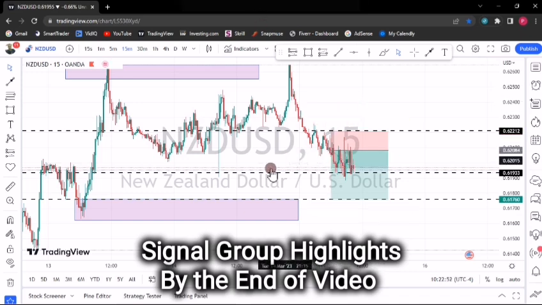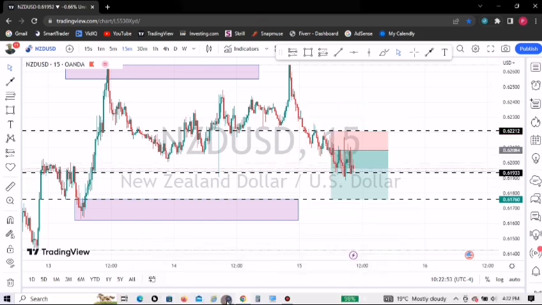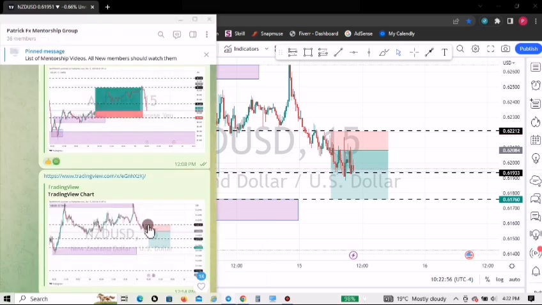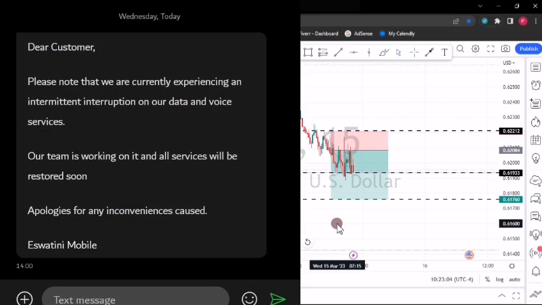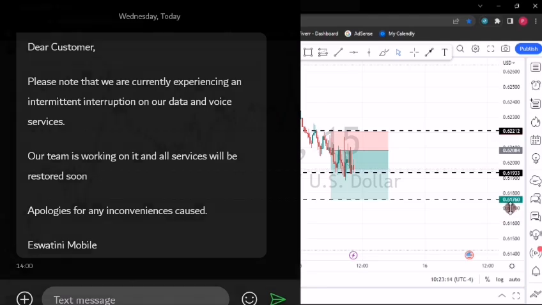So today I sent this signal in my Telegram channel right there. It was the only signal that I sent because I had network issues. I got a message from my network provider that there were going to be network issues today, so I didn't want to stay much in the markets. Anyway, it's the story in my locations, just like that.